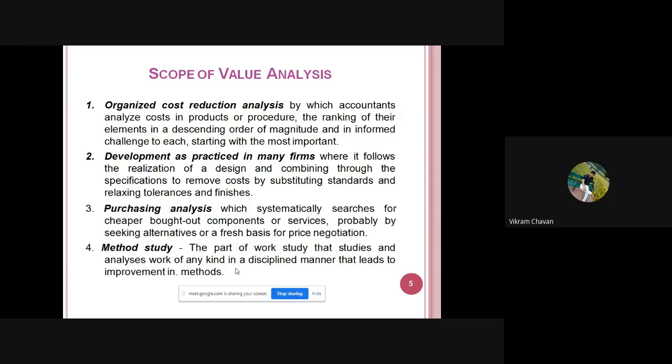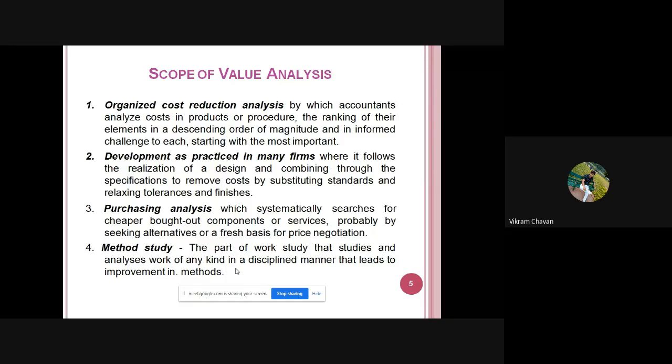If any product or any component does not exist in the market, and we are providing the new deal, creating the new vendor or the new supplier for the particular product or particular component in the market, that is nothing but what? Fresh basis. Okay, alternatives or a fresh basis for price negotiation.